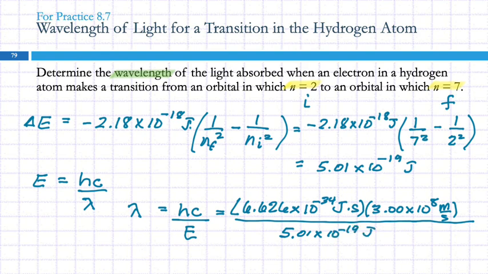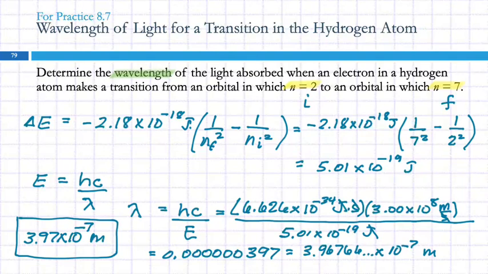And what happens to the units? The joules cancel and the seconds cancel, and we get meters. So 6.626 EE negative 34 times 3 EE 8 divided by 5.01 EE negative 19. My calculator is showing me this, and it got paused in there somewhere. Oh well.